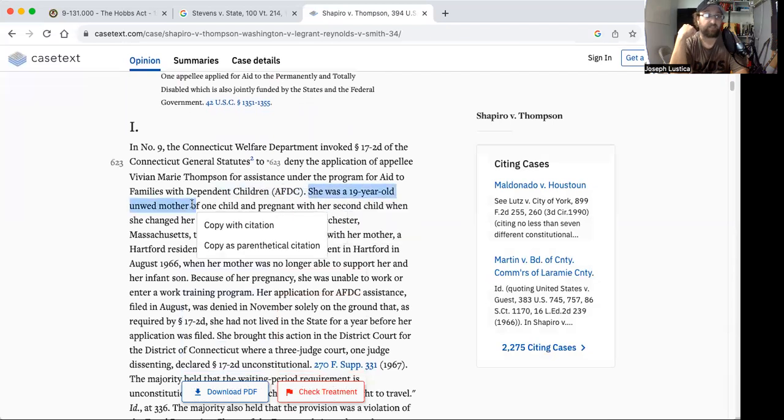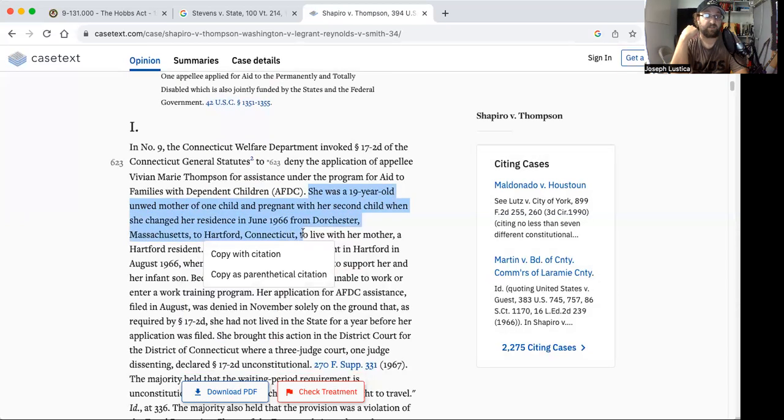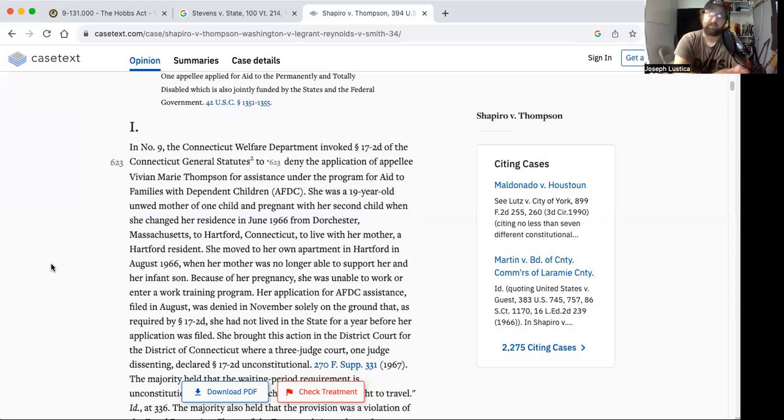So she was a 19-year-old unwed mother of one child and pregnant with her second child when she changed her residence from Massachusetts to Connecticut to live with her mother. Oh, see, so she's going to go live with the mother, get some help.